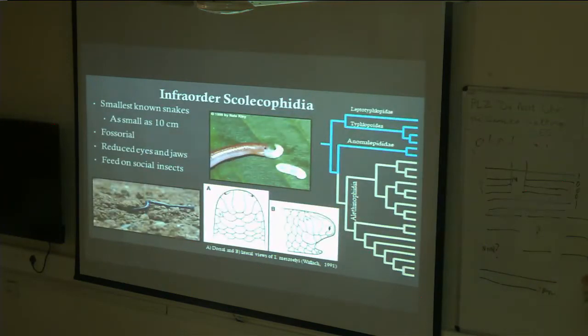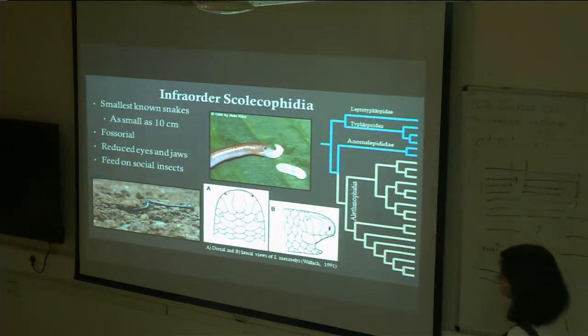So a brief about my model system. Blindsnakes belong to the infraorder Scolecophidia. It's one of the two infraorders within Serpentes. They consist of some of the smallest known snakes. It's a paraphyletic infraorder, so there are basically two families and one superfamily. And this Alethinophidia is where all our typical snakes fall. And Scolecophidia consists of some of the smallest known snakes.